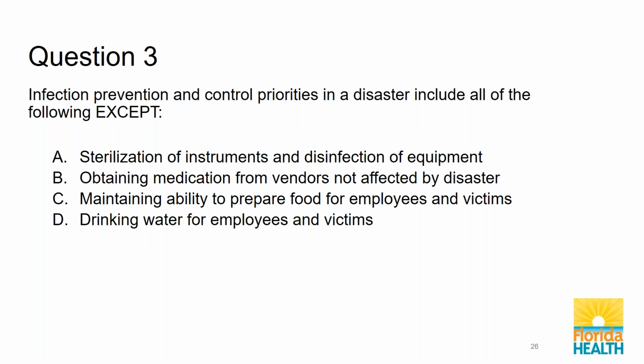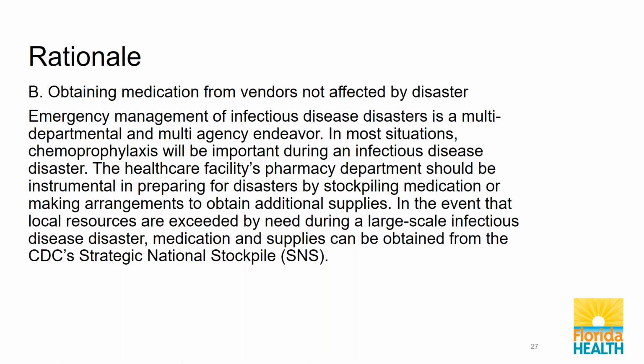Okay, so we have a lot of answers. The majority are B, and then we do have some C's. So the correct answer is going to be obtaining medication from vendors not affected by disaster. So what is our rationale?